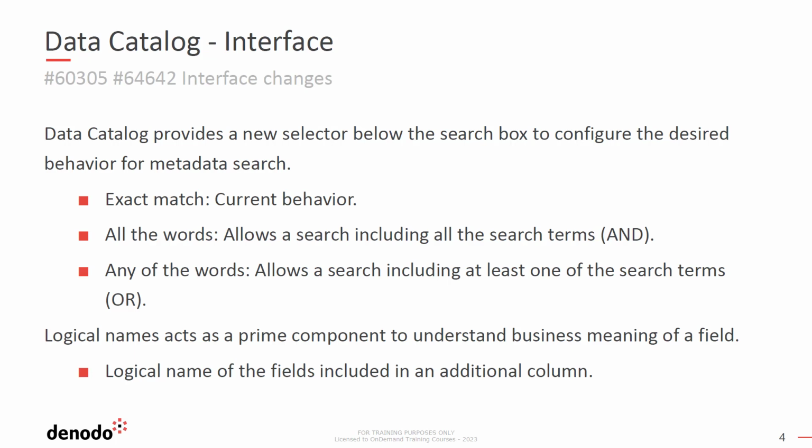Another interface change that has been added to the data catalog is to include logical names of all fields as an additional column under the Schema tab of the data catalog. This is visible only when the Allow Logical Names for View Fields option is enabled. If you have the necessary permissions, you could edit the logical name by clicking its edit icon.